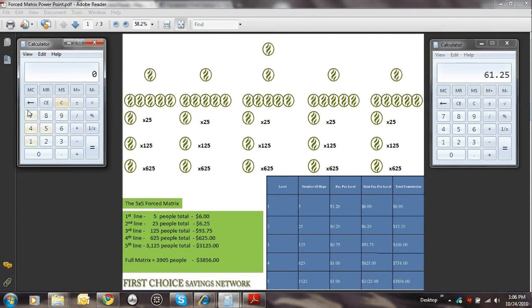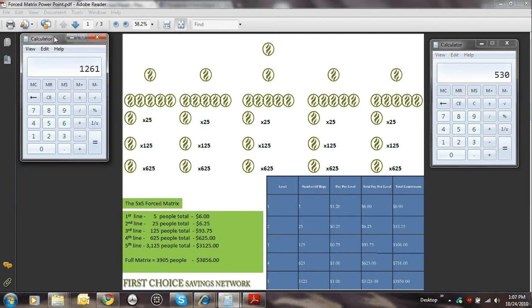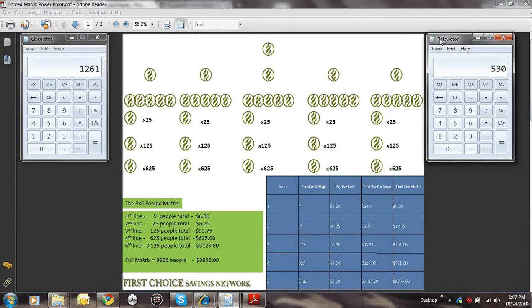So let's do that really quick. 731 right there. Let's go over to this calculator. 106 times 5 equals 530. Let's add that to this, so plus 530. That's $1,261 per month that you're getting off of that now. So I think you'll be able to understand basically how this works now and what getting multiple positions means.